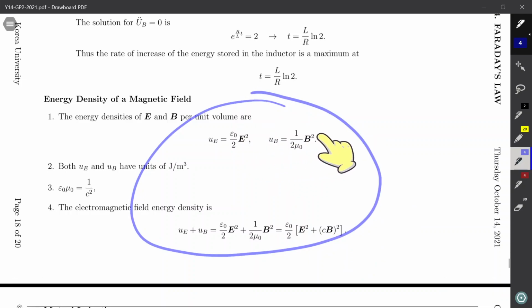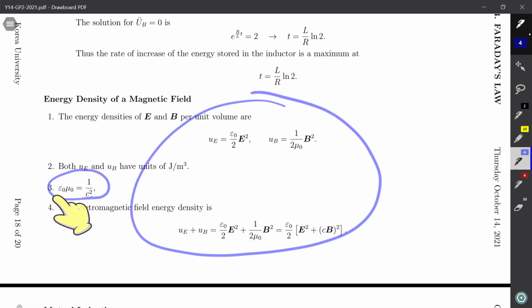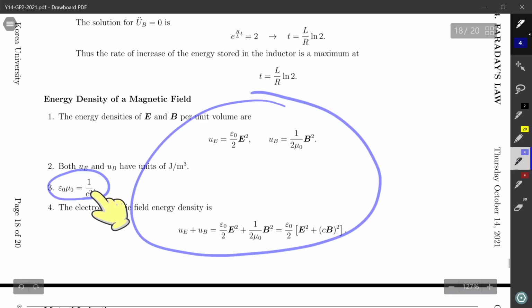If you sum them, you'll find, because the product of permittivity and permeability is 1 over speed of light squared, the electromagnetic energy density sum is one half epsilon 0 multiplied by the sum of electric field squared plus speed of light squared multiplied by magnetic field squared.